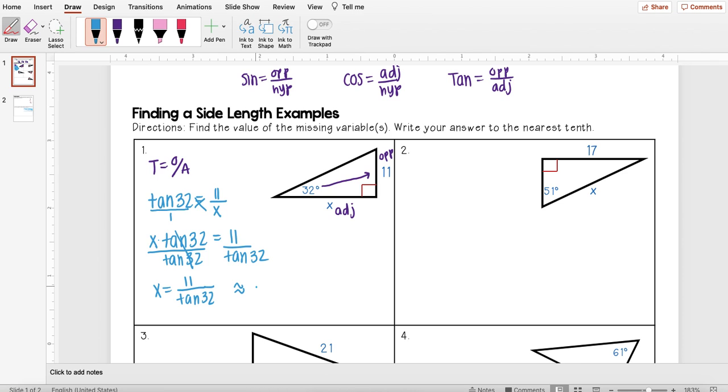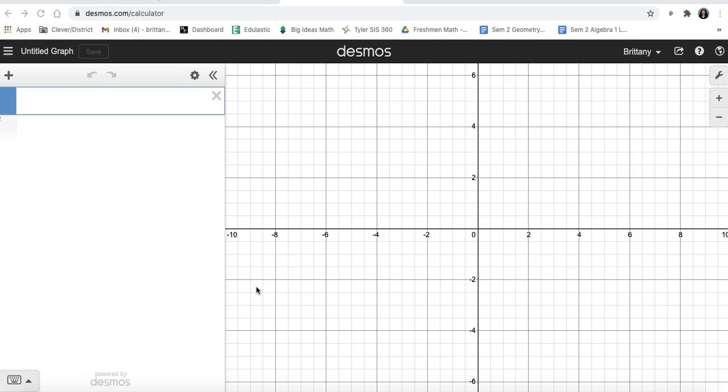And now to do this, I need to use a calculator. If you don't have a calculator at home, you can use a Desmos. So you go to desmos.com/calculator, and then you can put it in here.